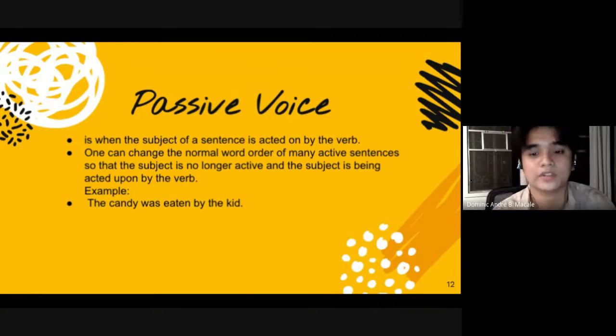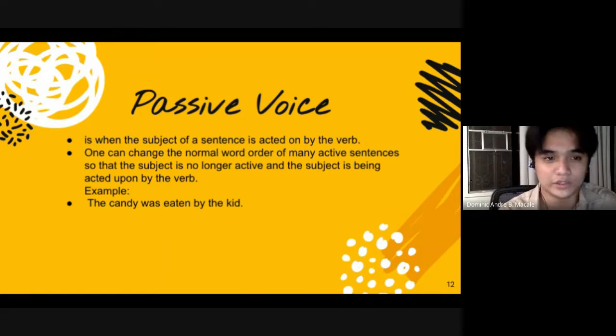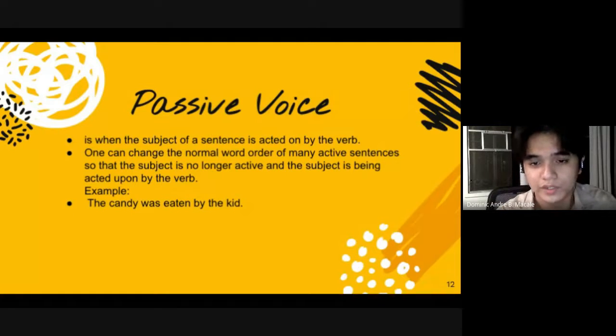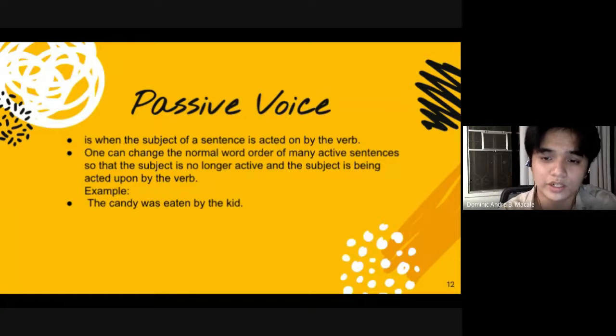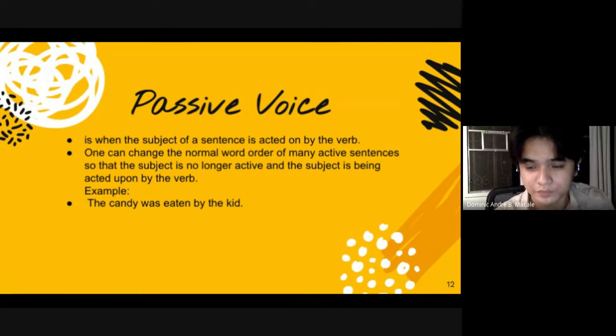For example, we change the last example, the kid ate the candy, to the candy was eaten by the kid. So now the candy here is eaten by the kid. So where's the subject now? It's in the last part, by the kid.